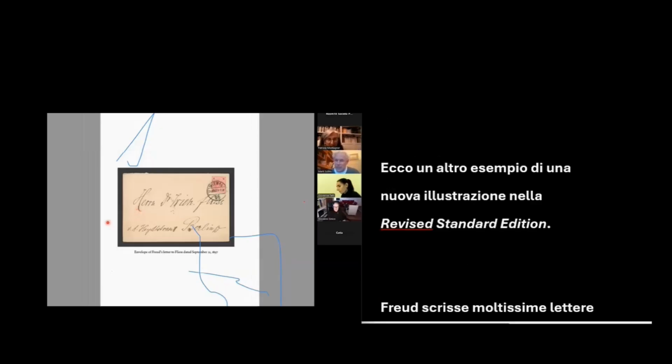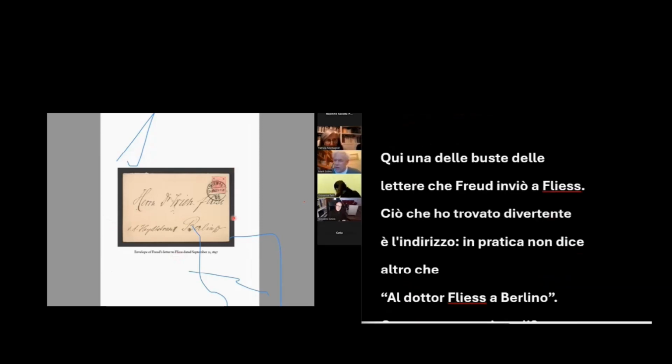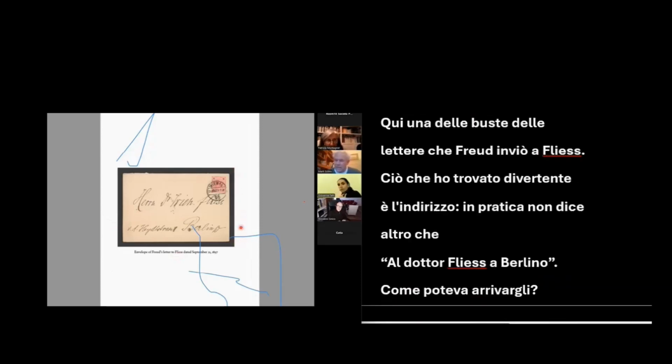Here's another example of a new illustration in the Revised Standard Edition. Freud wrote many, many letters to Fliess. It was a very important correspondence to his friend Fliess. It's one of the envelopes of those letters that Freud sent to Fliess. What I found so humorous about this is the address. Basically, it says little more than to Dr. Fliess in Berlin. I don't know how it got to him.